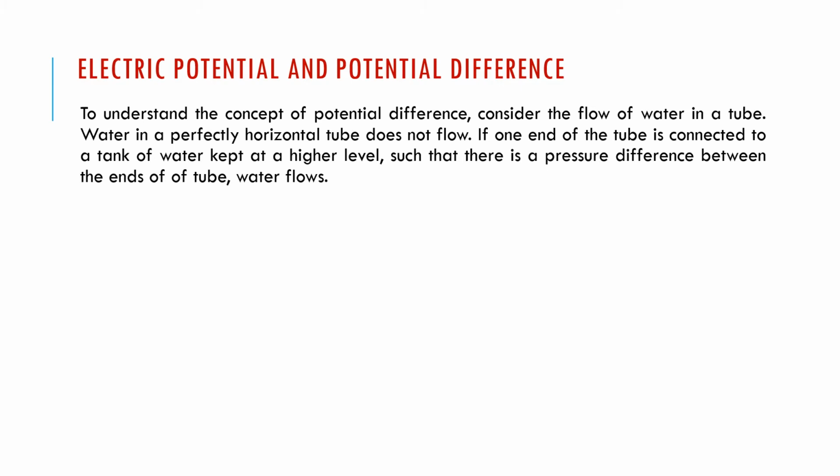If you consider water in a perfectly horizontal tube like this, water cannot flow. Simply, water will not flow. There should be some arrangement for this water to flow. You might have seen at your home and everywhere that a tank is kept at a higher level and the tap is at a lower level. So water flows from the tank to the tap.